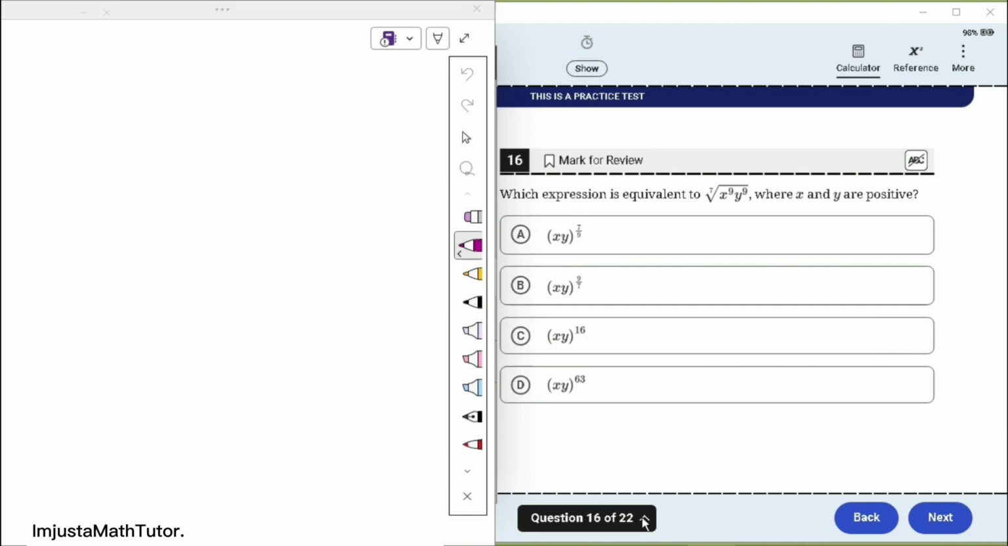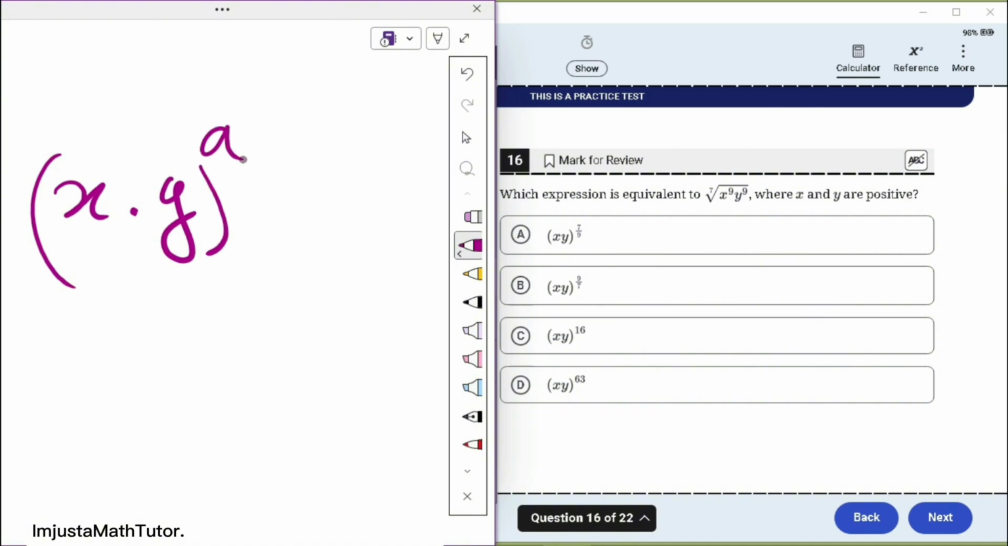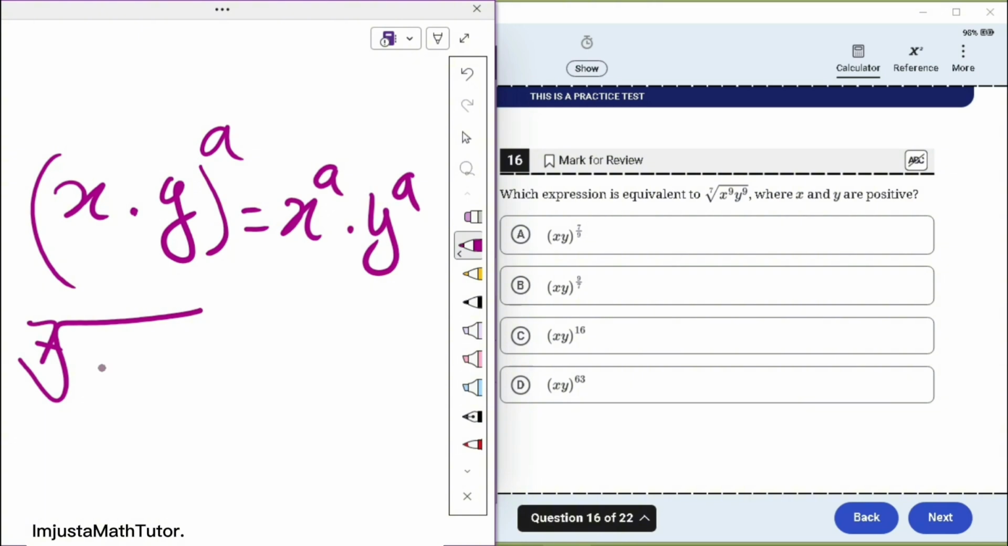Okay, make sure to check that before going into the problem, because you might fall into a mistake. Well, anyway, so we know that if we have a number, let's call it x, times another number, let's call it y, all of this to the power of a number a, it can equal x to the power of that number times y to the power of that same number. So let's do that here.